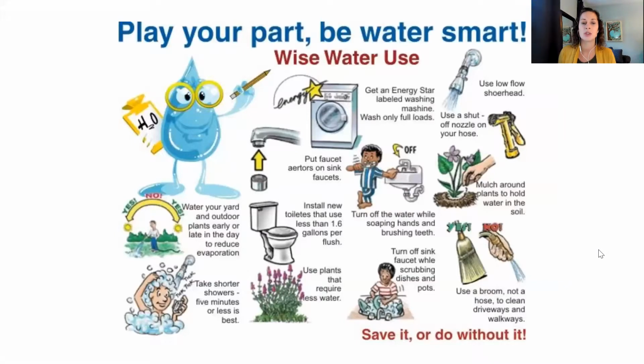Since we don't have a lot of usable water, something to think about is to play your part and be water smart, which I know sounds really cheesy, but here's a bunch of ideas on wise water use, things that can make you a little bit more aware of how much water you're using on a regular basis. And if you can do without using water in a certain scenario, then you should, and you can be more mindful of it. So I hope you enjoyed learning about water uses and water sources. And if you have any questions, let me know.